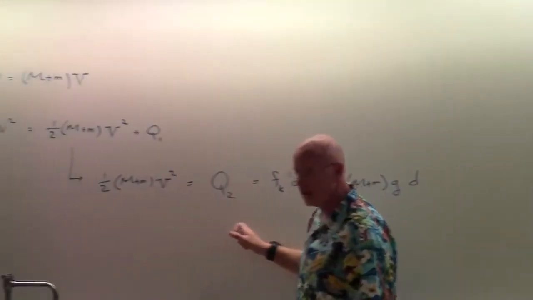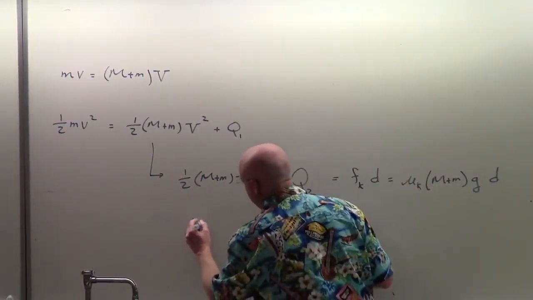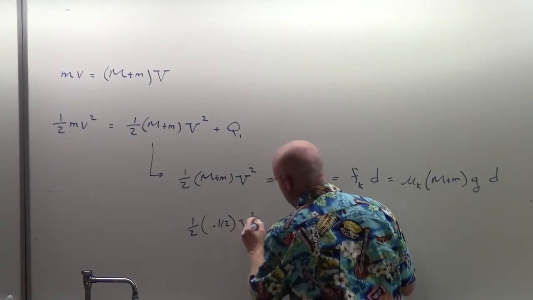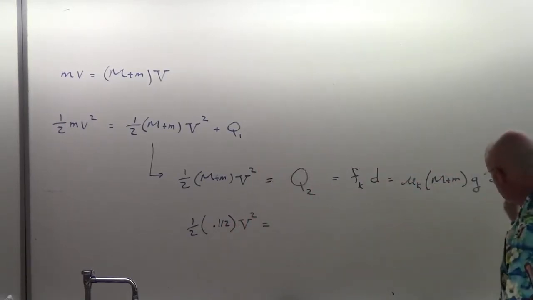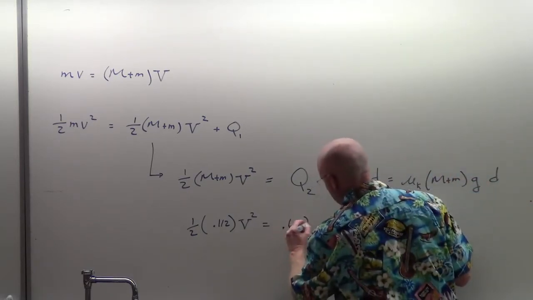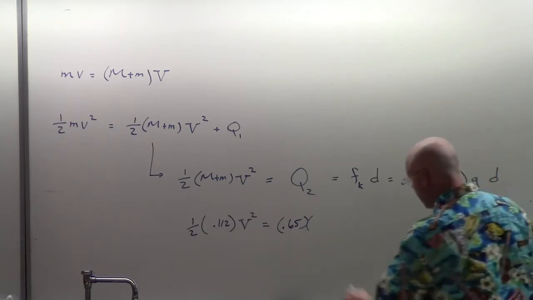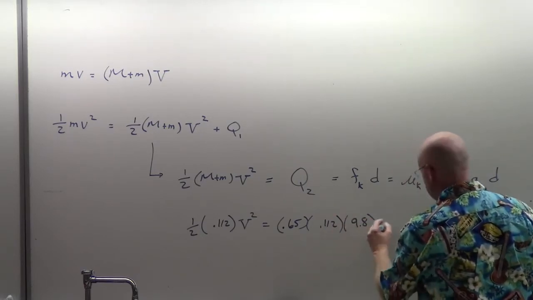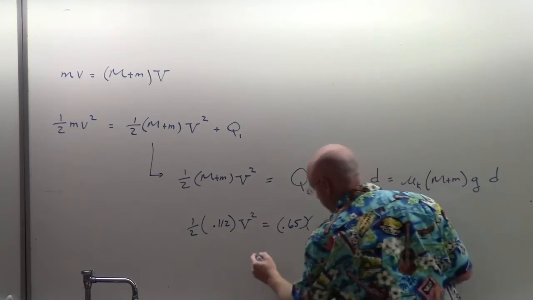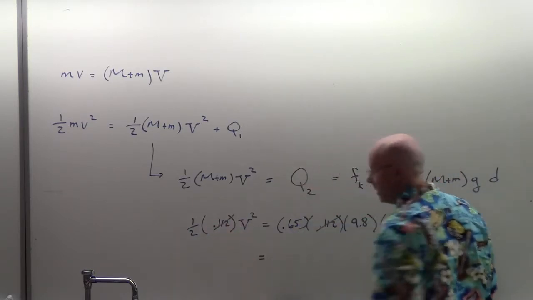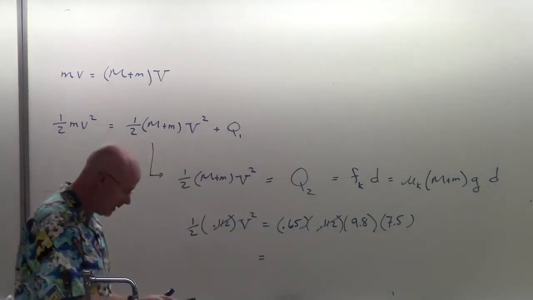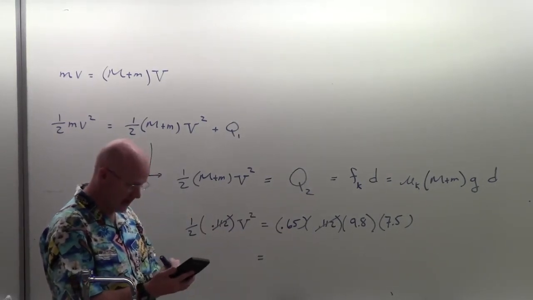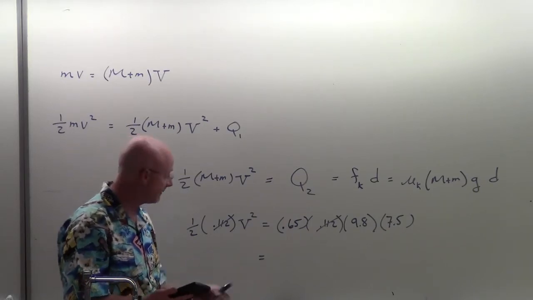And so as I put numbers into this equation, I have 1/2, and the two masses added together is 0.112. That would be final speed squared. Must then equal the coefficient, which is 0.65, times the masses added together, 0.112, times g, 9.8, times a distance of 7.5 meters. In fact, there's a mass on each side, so there's no point in putting those into my calculator. I'll just cross those out now. So right here would be 0.65 times 9.8 times 7.5.